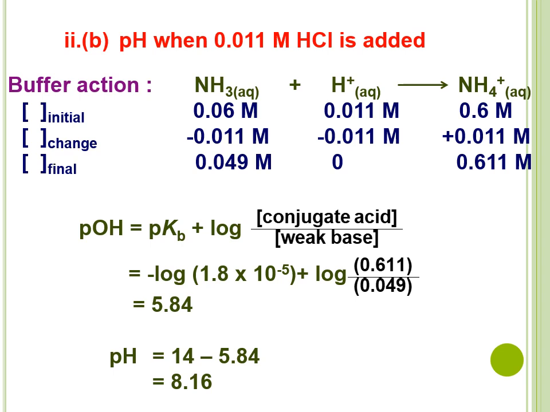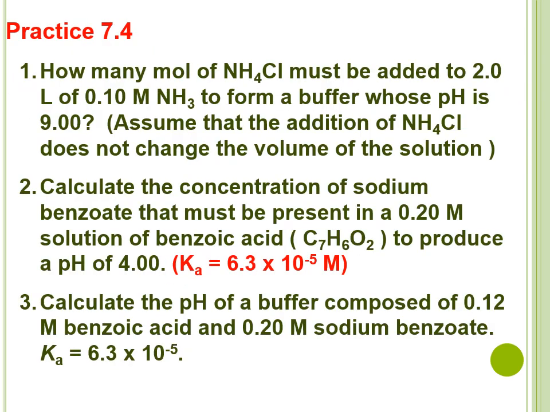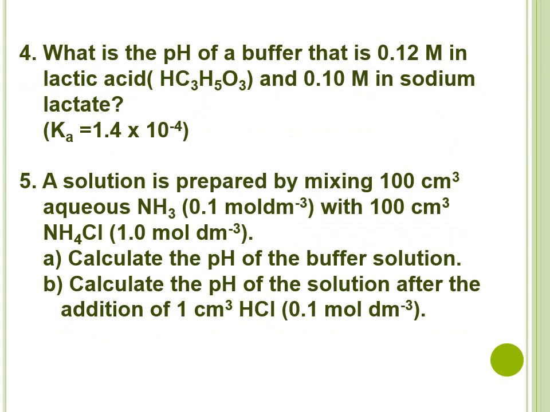Notice that the original pH is 8.26. It's not far away. Therefore, the addition of H plus is being taken care of by the buffer system because the pH now is maintained. Please do practice 7.4, question number 1, 2, 3, 4, and 5.